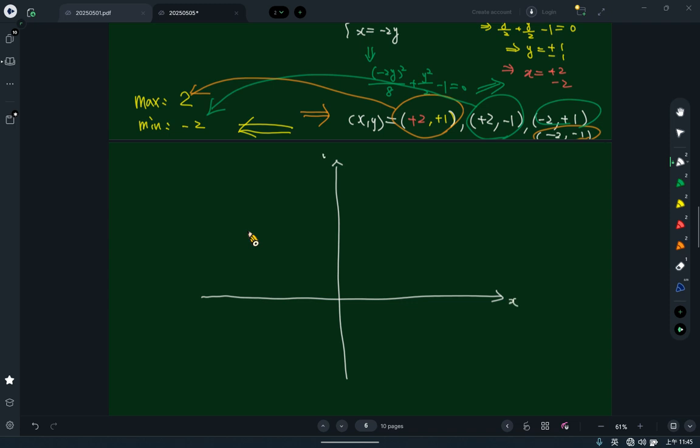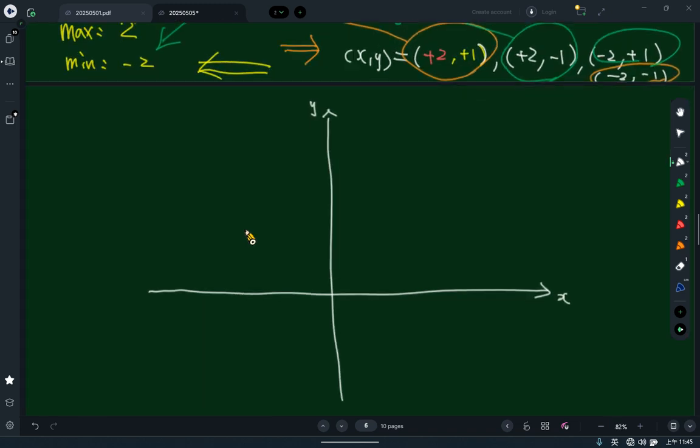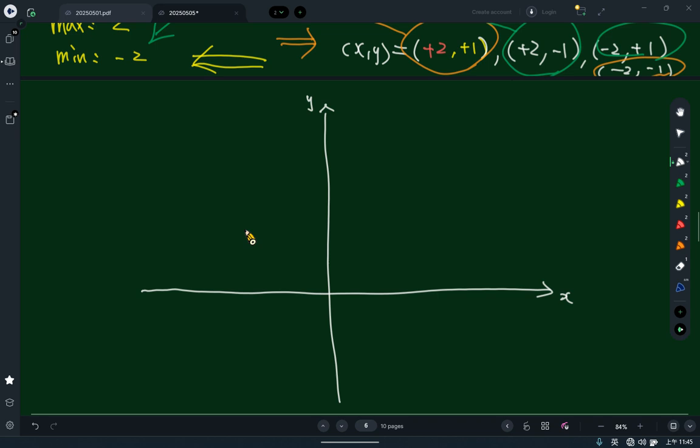This S, this Y. Okay, so let me just... this is our constraint function. It's an ellipse, right? This is S squared over 8 plus Y squared over 2 is equal to 1.